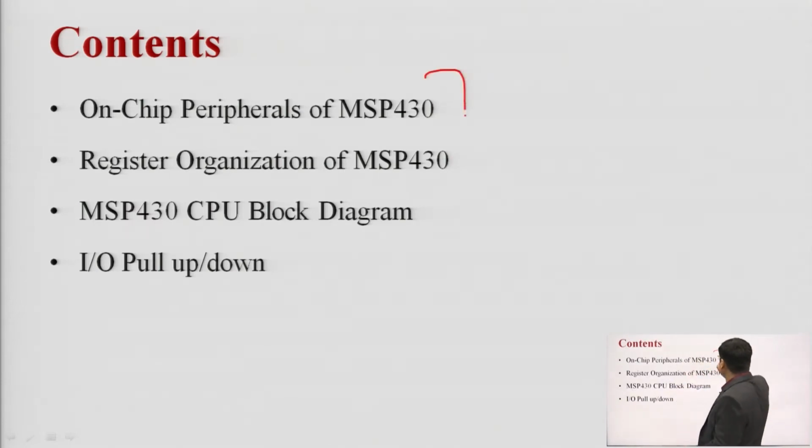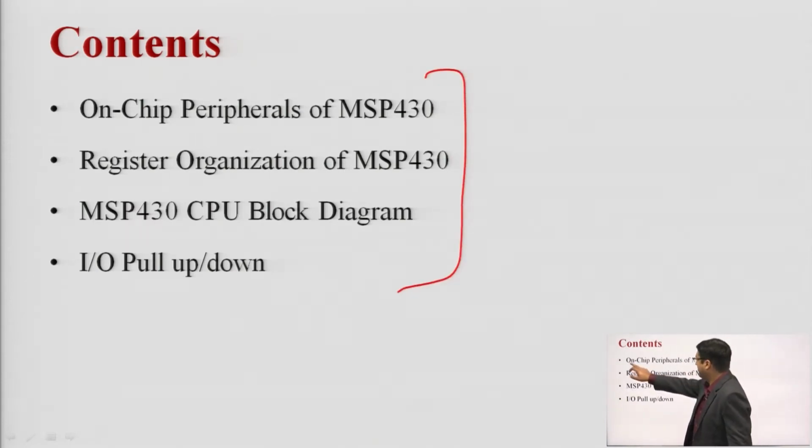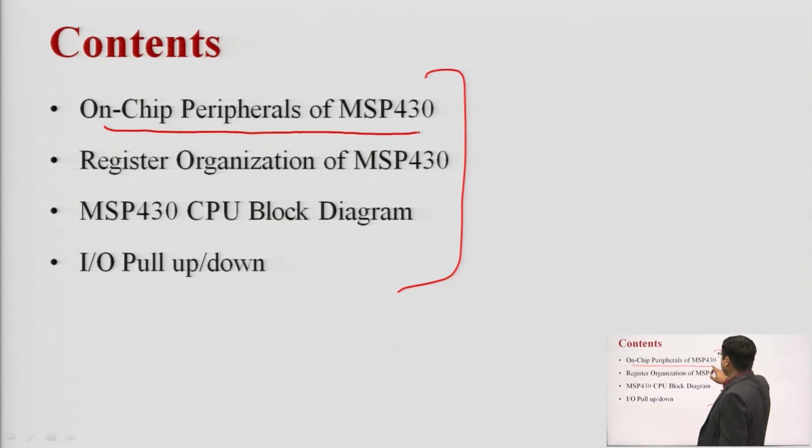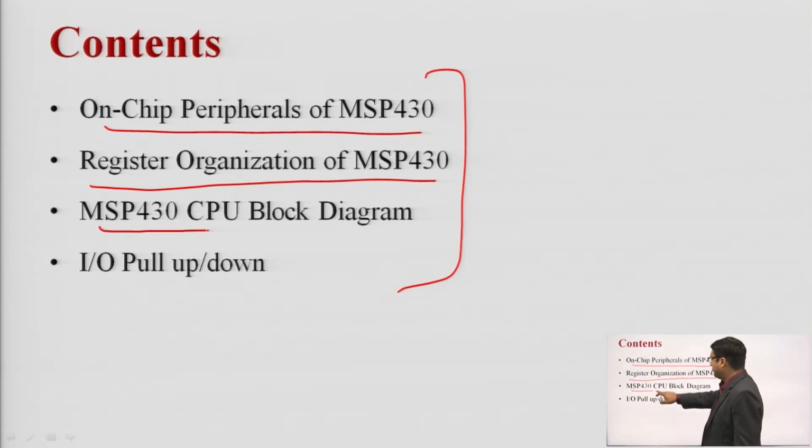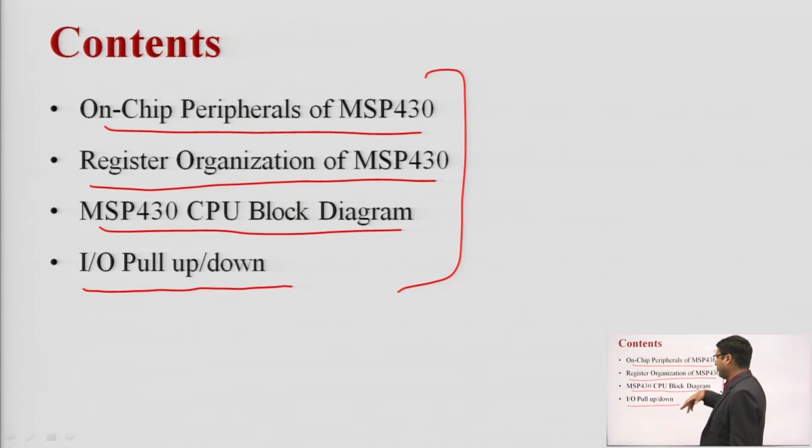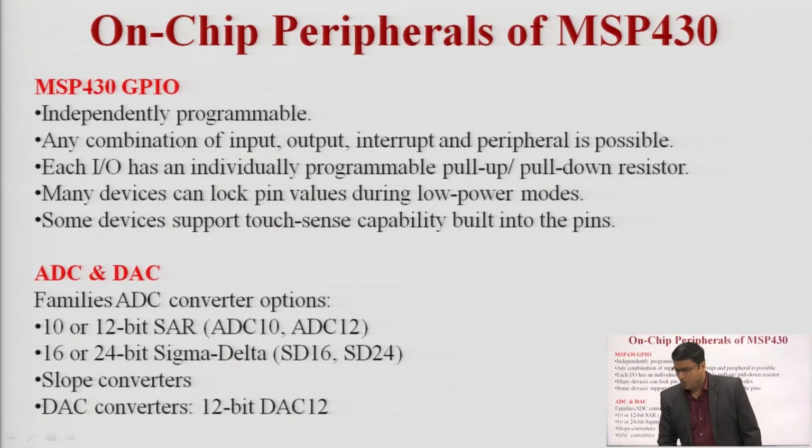These are the table of contents we will cover in this lecture. First is the on chip peripherals of MSP 430. After that we will cover the register organization of MSP 430. Then we will cover the MSP 430 CPU block diagram, and lastly we will see the input output pull up and pull down concept, that is, what the input output pull up registers and pull down registers are. First, we will start with the on chip peripherals of MSP 430.